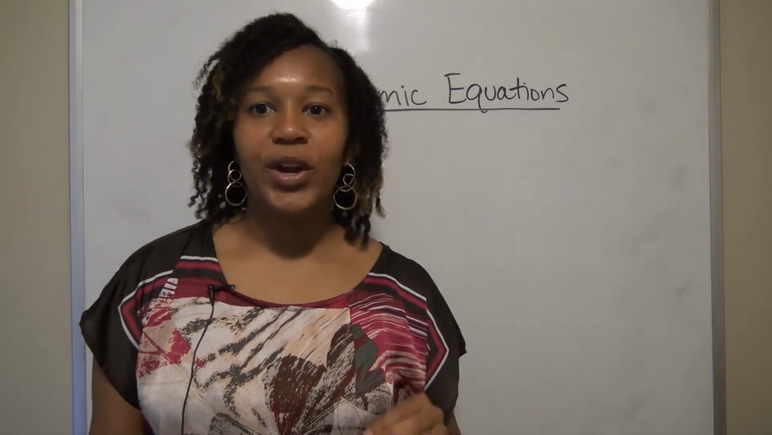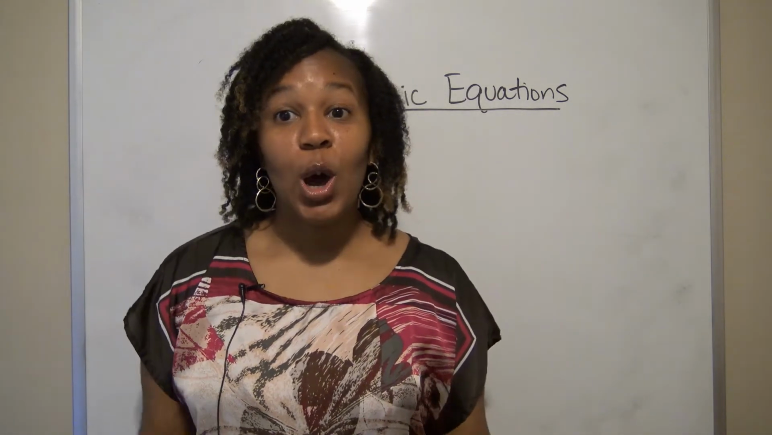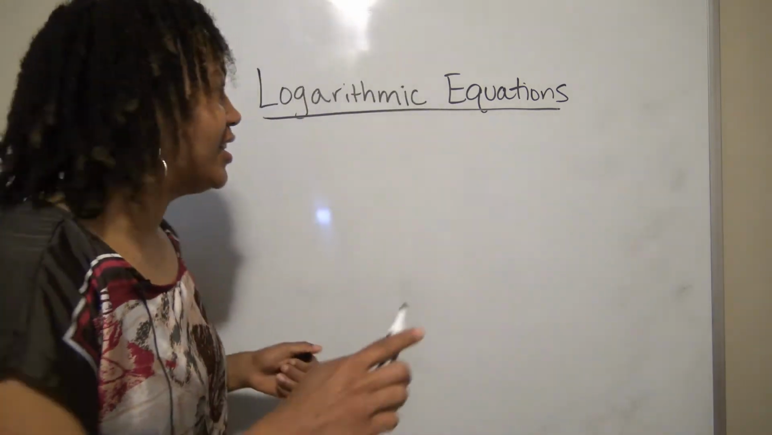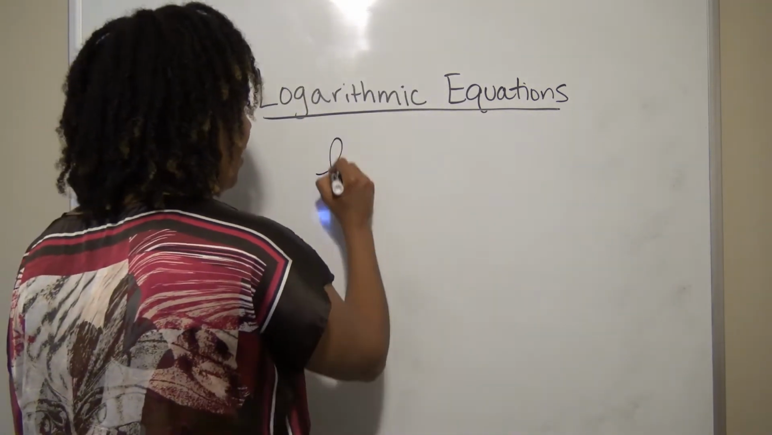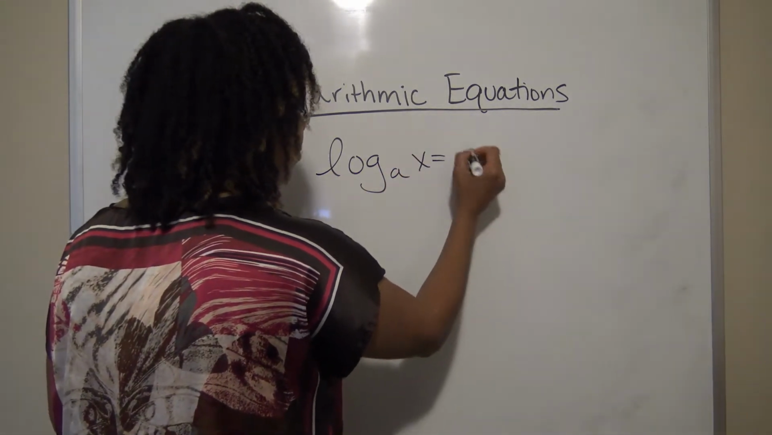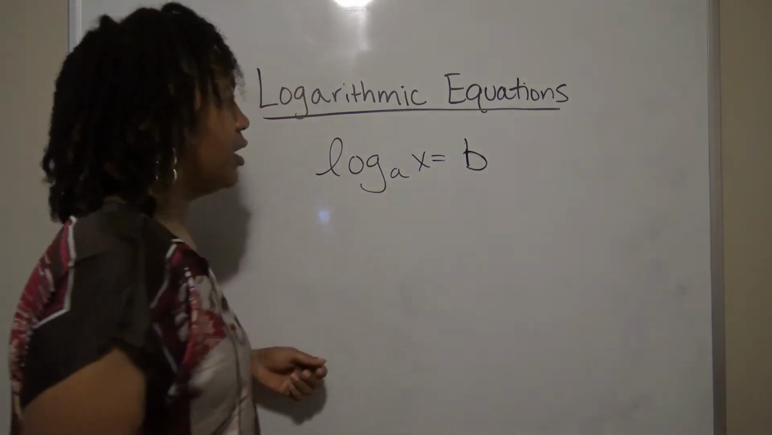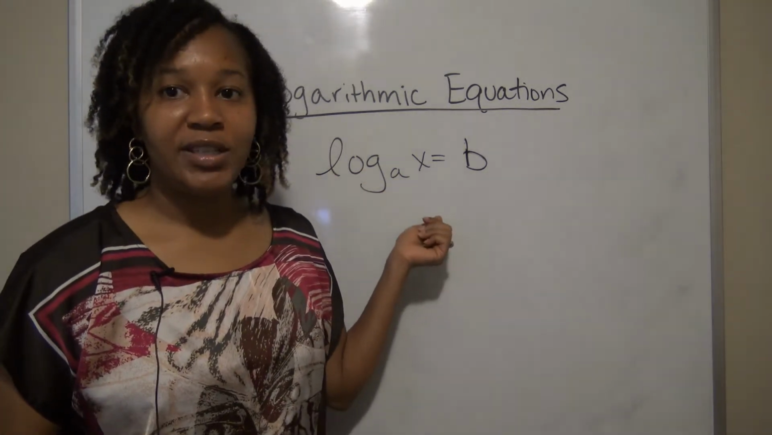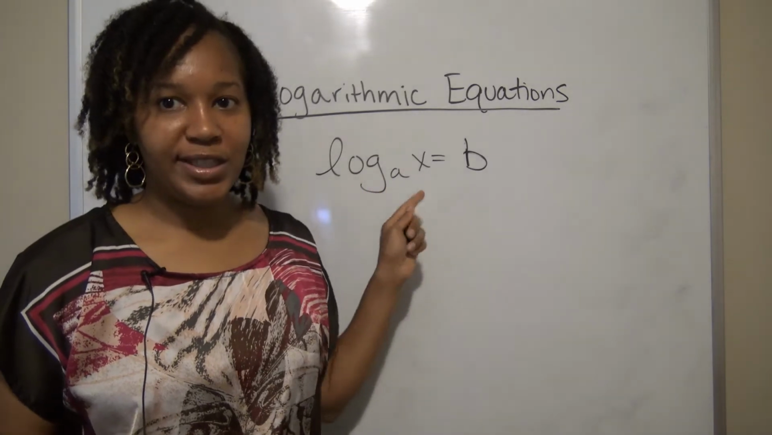In this video, we are going to talk about how to solve logarithmic equations, okay? A logarithmic equation is an equation that contains a log in it. So it might look something like this: log a of x equals b. So it has a log and the variable is inside the log. That's what makes it a logarithmic equation, if the variable is inside the log.